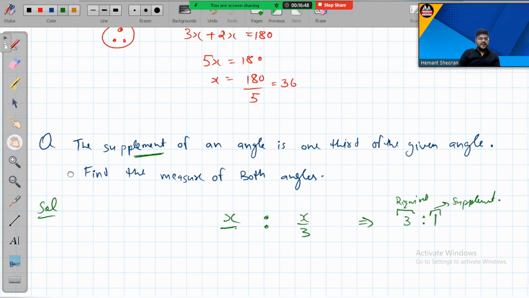Now, we have already taken x, so we are not introducing an x in it. We will introduce another variable. That will be 3a plus a, which gives you 180. So 4a is 180 and now we can find a. A will be 180 over 4, which comes out to be 45. Get it?